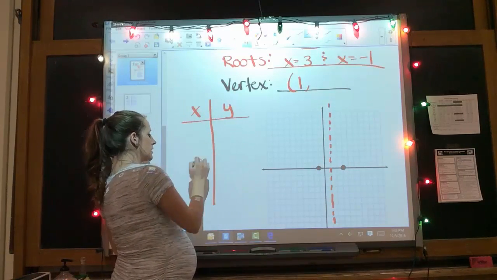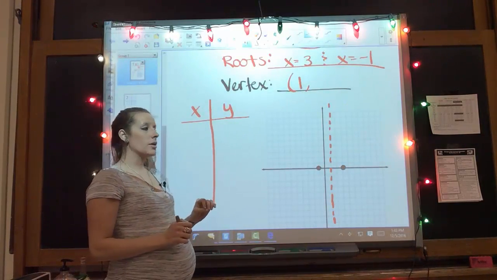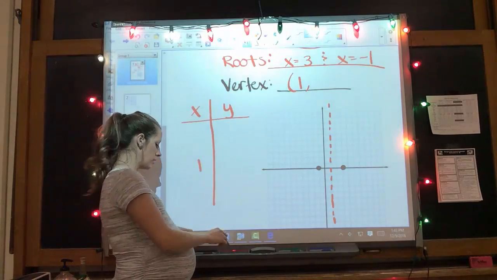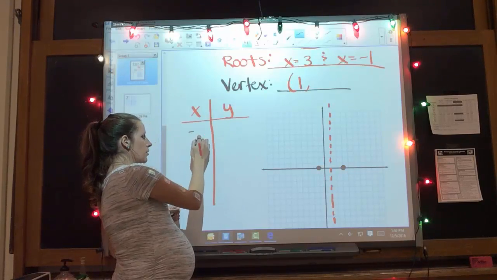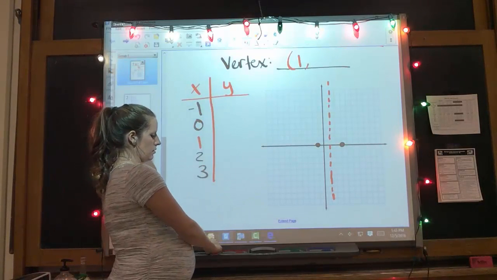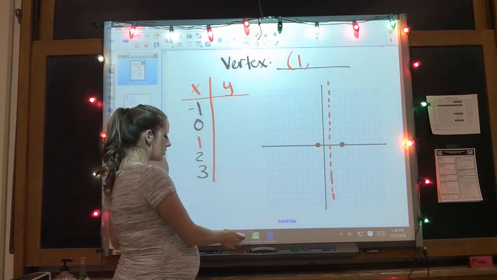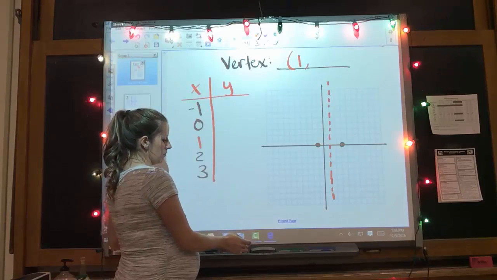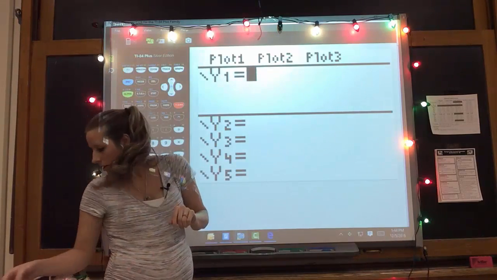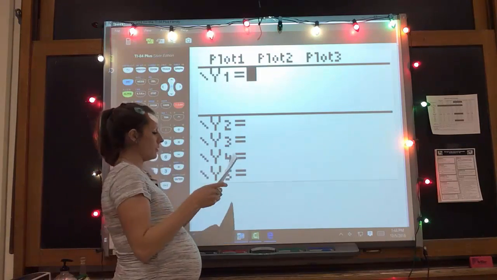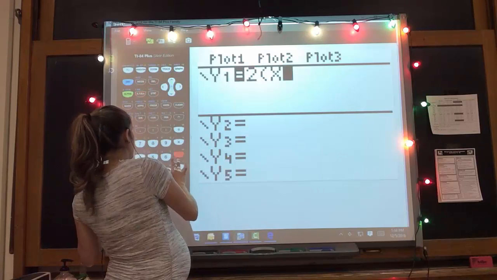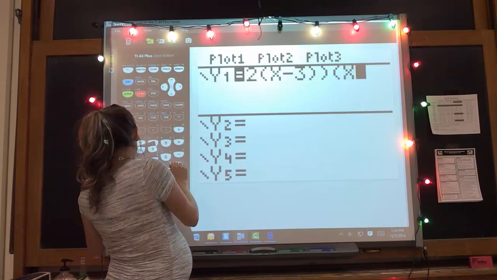All right, so let's go to our table. We want our vertex to be in the middle, so we want x equals 1 to be in the middle of our table, and we're going to find some points around that. So go to y equals. Our equation is 2(x minus 3)(x plus 1).